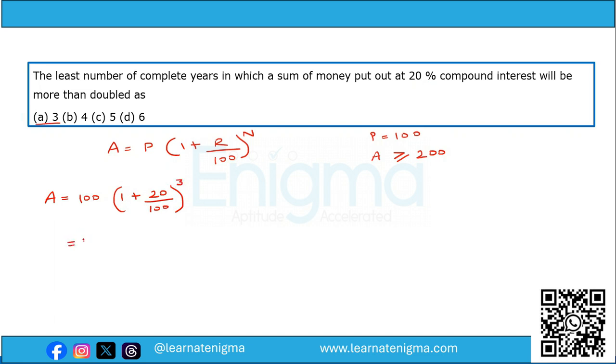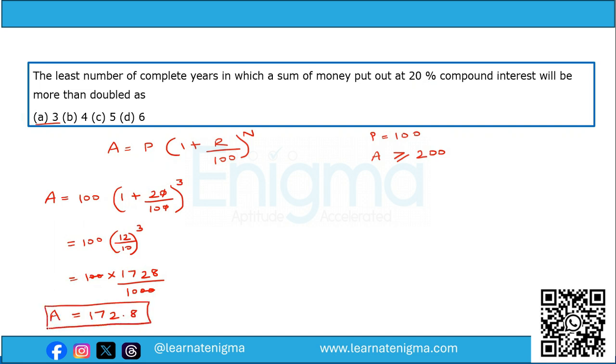So now this becomes 100 into (12 upon 10) whole cube, because the zeros get cancelled out and we get 12 upon 10. So 100 into 12 cubed, that is 1728, and 10 cubed, that is 1000. Now two zeros get cancelled out, and basically we have 172.8. So when we take n equal to 3, the amount is still less than 200. Therefore option A will be eliminated.